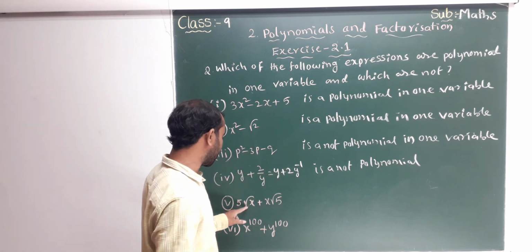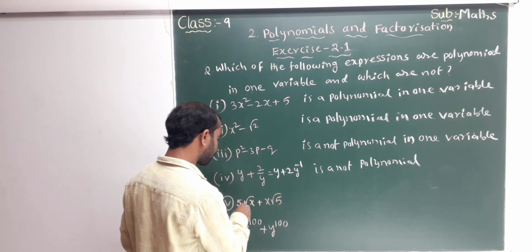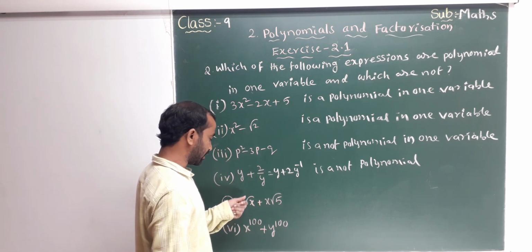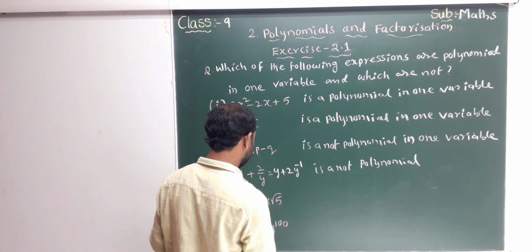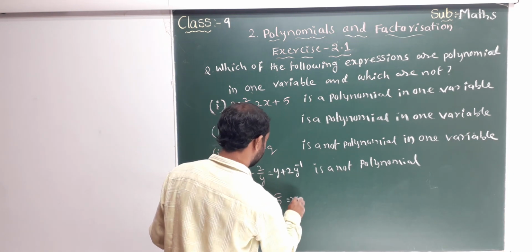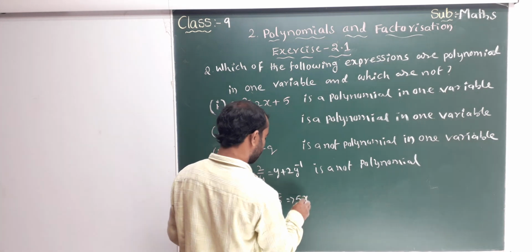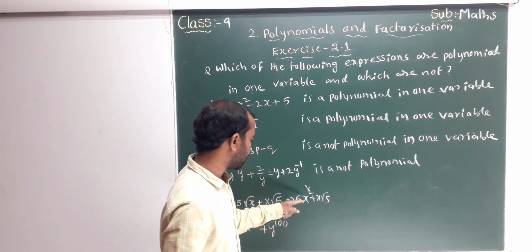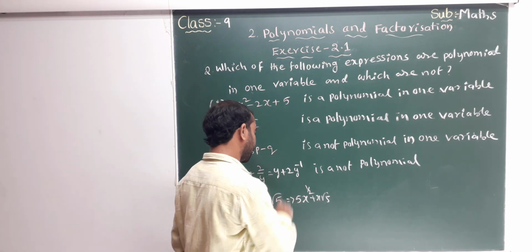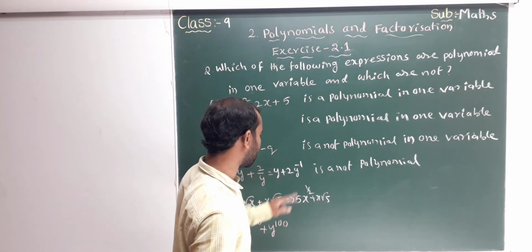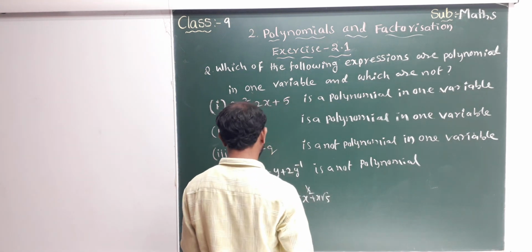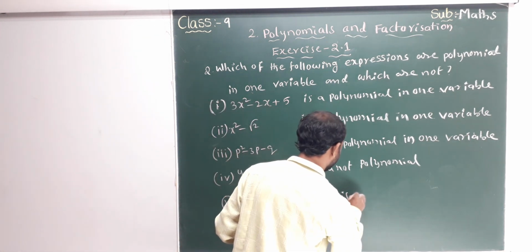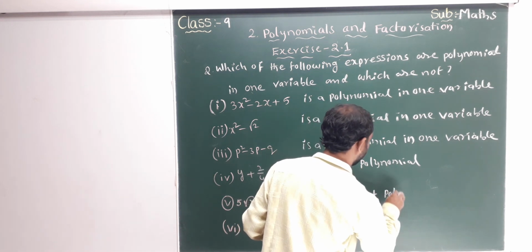Next, 5 root x plus x root 5. Here the exponent of x is a non-integer, a fraction or rational number. This can be written as 5x to the power of 1 by 2 plus x into root 5. So here the variable power is a rational number, not a positive integer. So 5 into root x plus x into root 5 is not a polynomial.